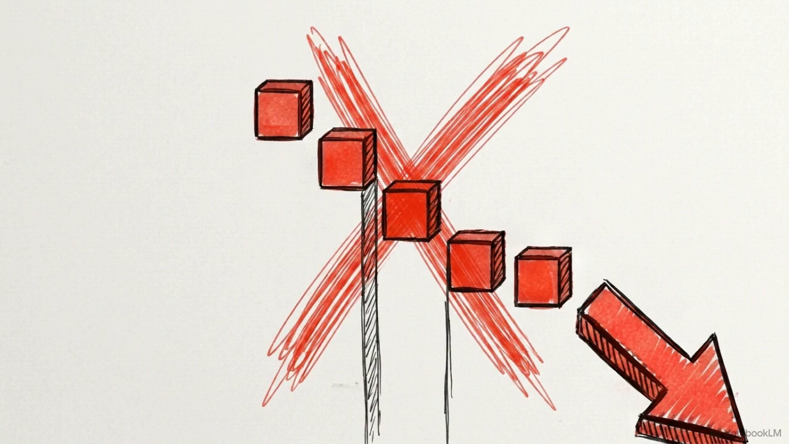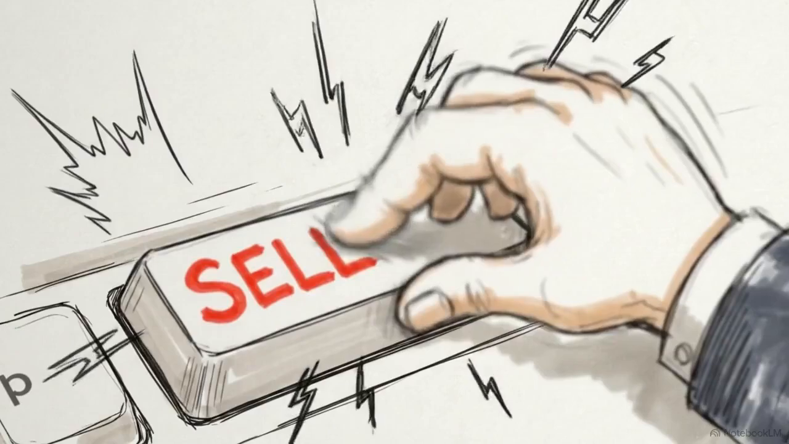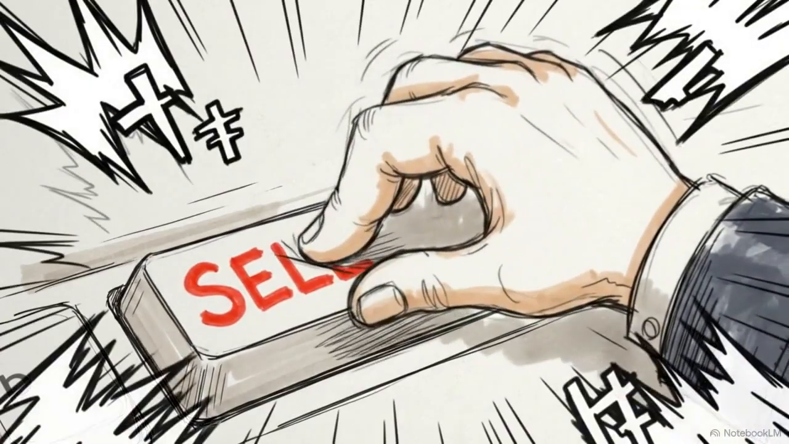Always check the context. A gap down is only categorized as a bearish kicker if it interrupts an established uptrend. This specific pattern shows that buyer confidence has completely evaporated, leaving the market vulnerable to a rapid reversal.